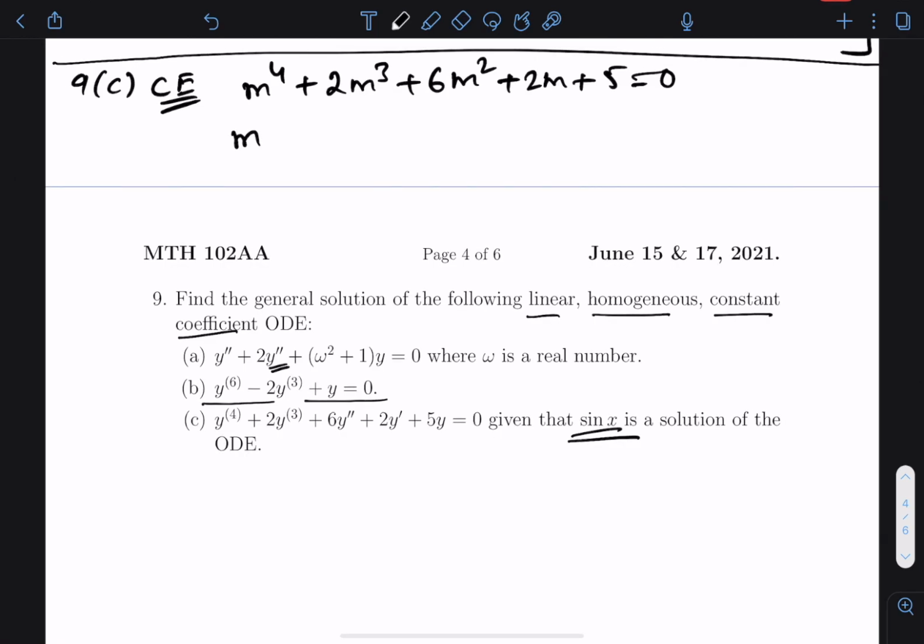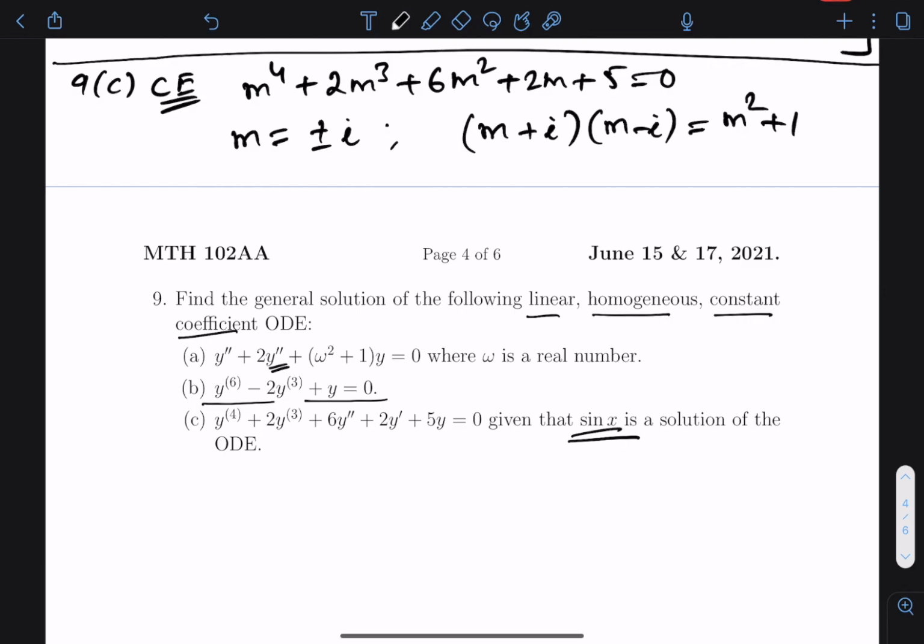So the roots are m equal to plus or minus i for the sin x. So the equation which has these as roots is precisely m plus i and m minus i, which is m square plus 1. So this m square plus 1 should factor this, right?